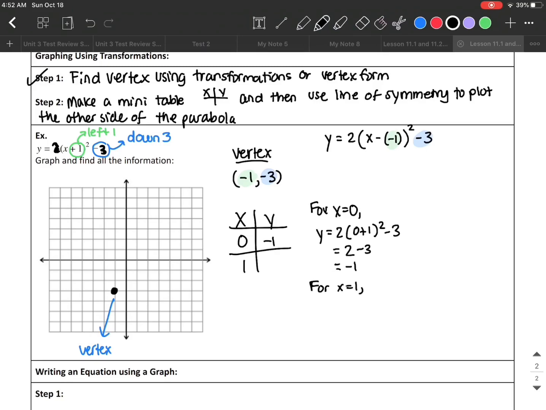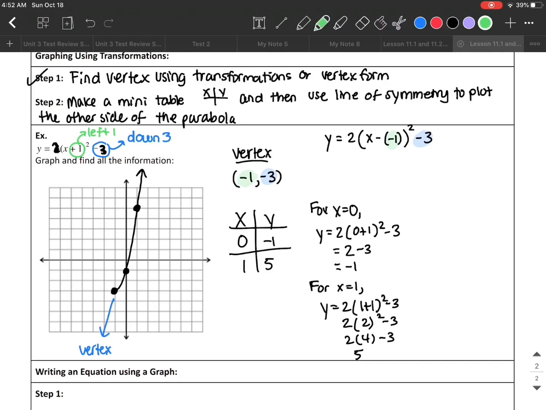And then for x is equal to 1, I have y is equal to 2 times (1 plus 1) squared minus 3. That's 2 times 2 squared minus 3. 2 squared is 4, so I have 2 times 4 minus 3. That's 8 minus 3, which is 5. So 1, 5. And then I plot those 2 points, 0, negative 1, and 1, 5, 1, 2, 3, 4, 5, right here. And that is the right-hand side of my parabola.